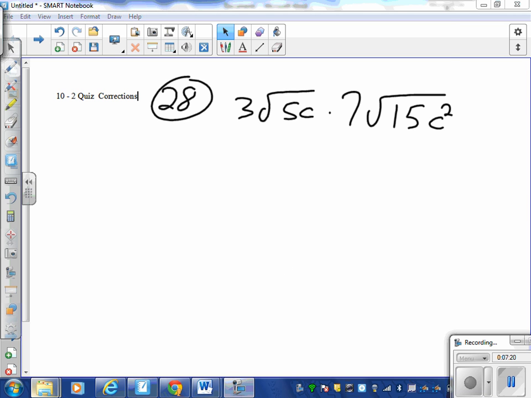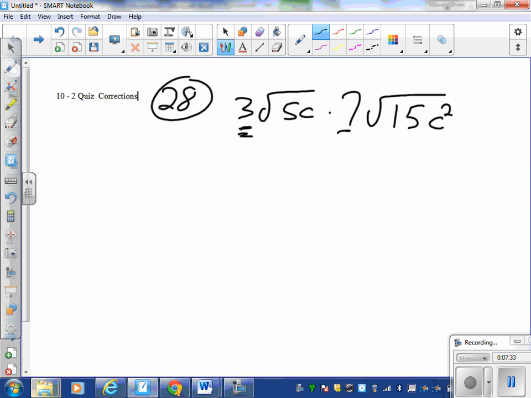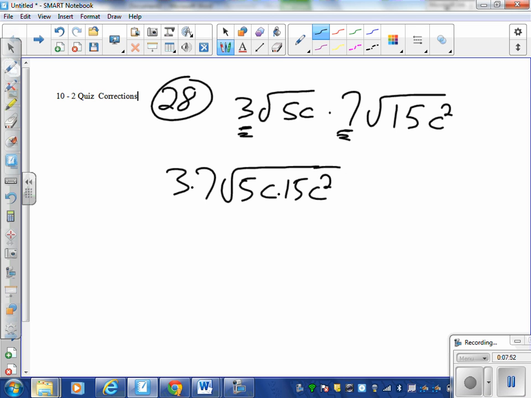Okay, next problem, number 28. 3 square root 5c times 7 square root 15c squared. We have two numbers outside the square root sign. If we have that, we need to multiply those two together. So we have 3 times 7, and on the inside, we have 5c and 15c squared. So I take these two numbers and multiply and get 21.